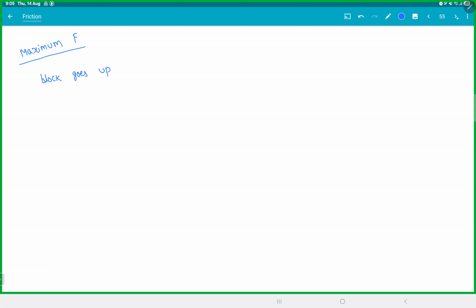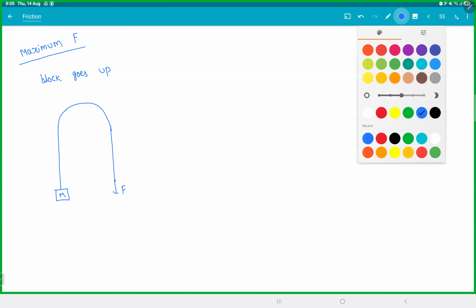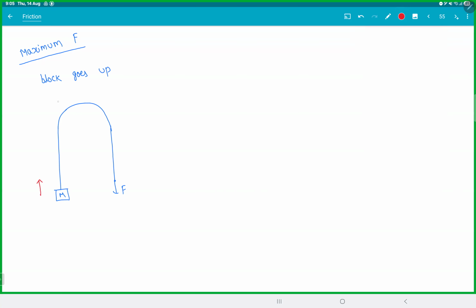So just look at the string. If you look at the string here, when you're pulling this, and when the block is trying to go up, the rope is actually turning like this, isn't it? How will the friction be? The friction will be in the opposite direction.